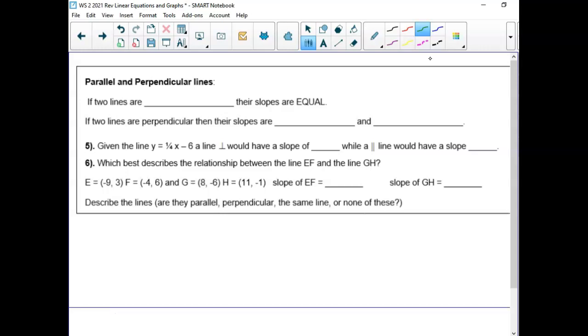Everybody okay? All right. If two lines are what? Their slopes are equal. If two lines have exactly the same tilt, they are parallel. Okay, if two lines are perpendicular, the symbol for perpendicular is this. So when we see it in a minute, we'll know. Symbol for parallel is like little L's. Okay. If two lines are perpendicular, then their slopes are, okay.